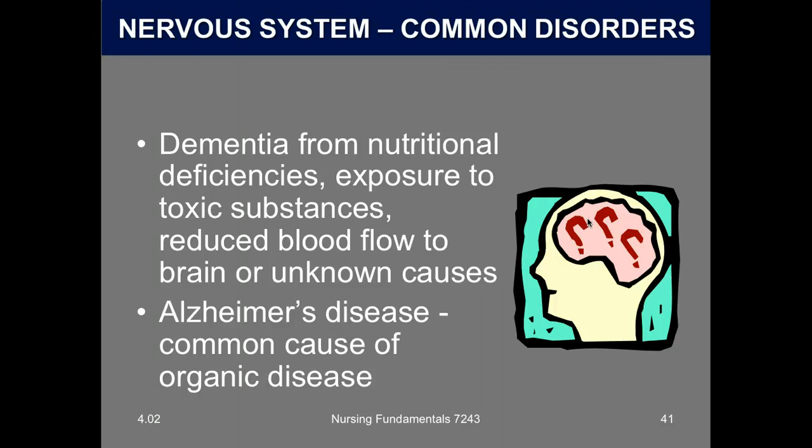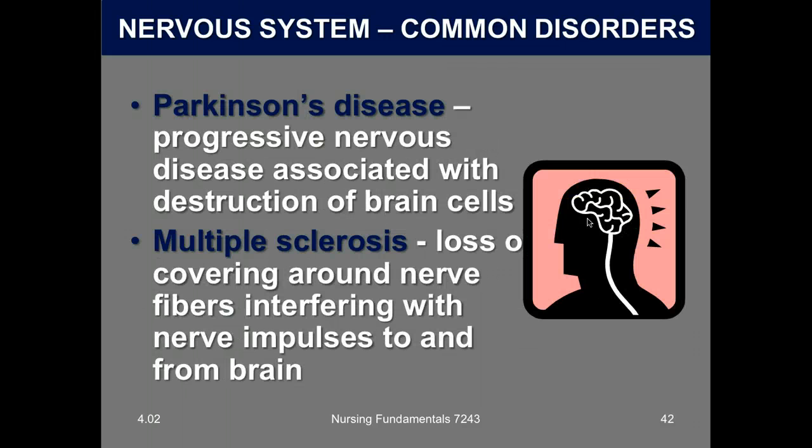Alzheimer's disease is a common cause of organic disease, which is a common disorder of aging and nervous system. Parkinson's disease is a progressive nervous disease associated with destruction of brain cells. Multiple sclerosis is the loss of the covering around the nerve fibers, interfering with nerve impulses to and from the brain.